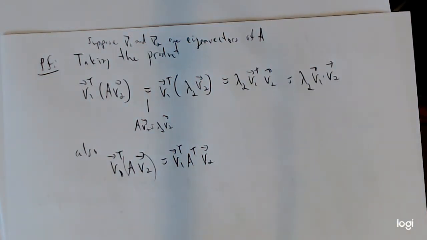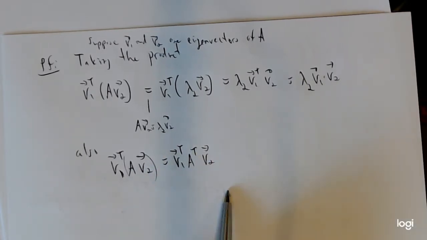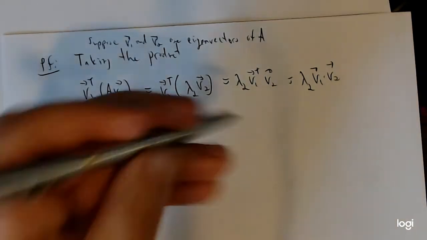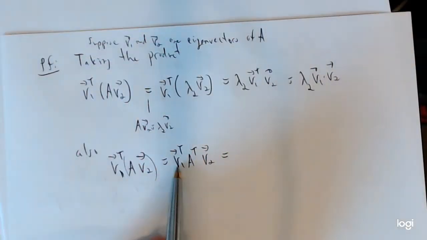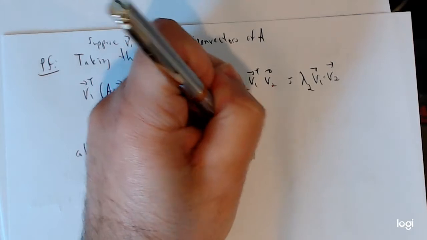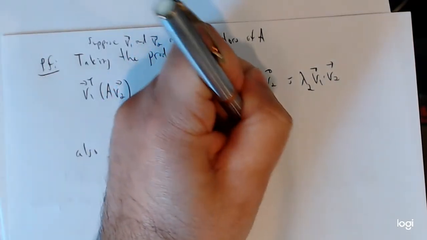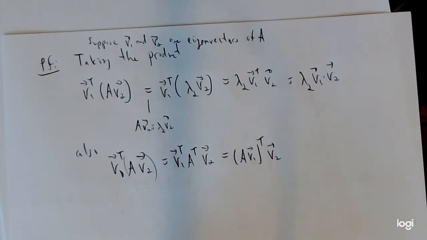Okay, so what am I basically doing from this step to this step? I'm just taking the transpose of A. And what is it that we know? A is symmetric, right? That's what our theorem was saying. So this is equivalent, right? Since I wrote this as a transpose, and I know that A is a symmetric matrix, I could rewrite this as what? I could say this is the same thing as A V sub 1 transpose times V sub 2. Okay?